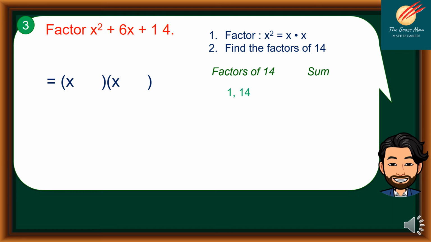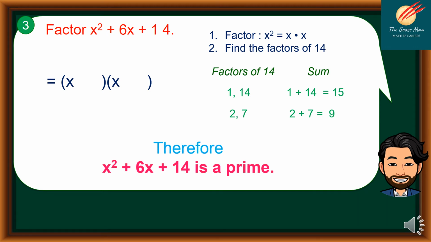Let's list down. If I have 1 and 14, this will give us 1 plus 14 equals 15. Again, these are not the factors that we're looking for. Next, 2 and 7. So we have 2 plus 7 equals 9. Since we can no longer find factors of 14 with a sum equal to 6, we can say that x squared plus 6x plus 14 is a prime polynomial.